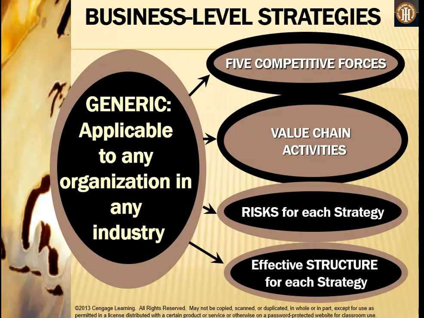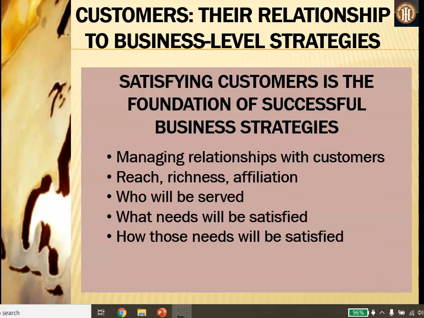Here we look at the generic strategies that are used, and how they relate to the 5 forces of competition, the value chain activities that we did in the previous units, risks for each strategy, and the effective structure of each strategy, and we use all of these to apply them to an organization or an industry. Satisfying customers is the foundation of successful business strategies, so you have to manage your relationship with customers. We look at reach, richness, and affiliation: who will be served, what needs will be satisfied, and how these needs will be satisfied.